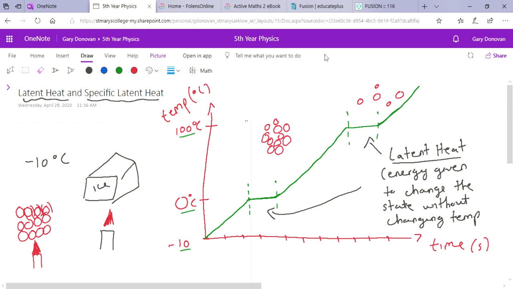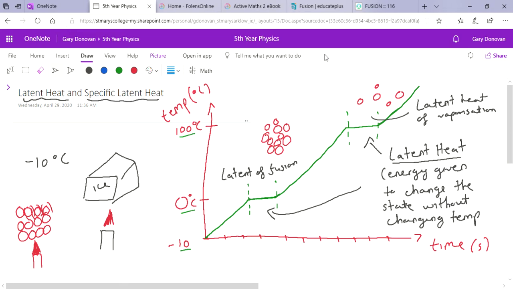When we're dealing with ice to water or water to ice, we call it latent heat of fusion. And when we're dealing with water to steam or steam to water, we call it latent heat of vaporization.